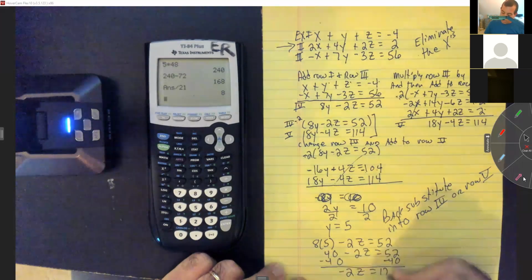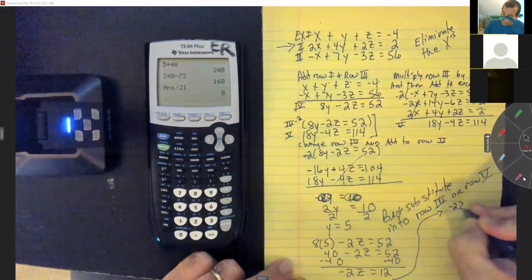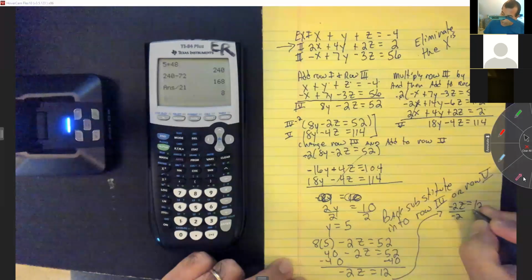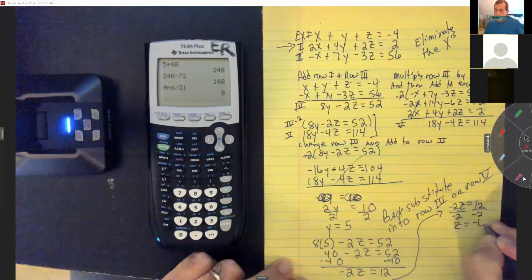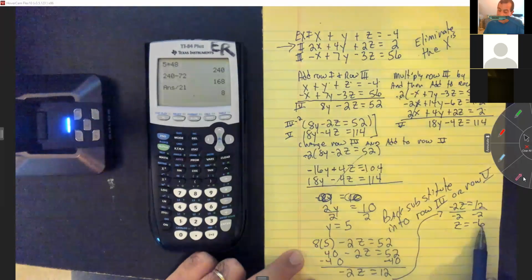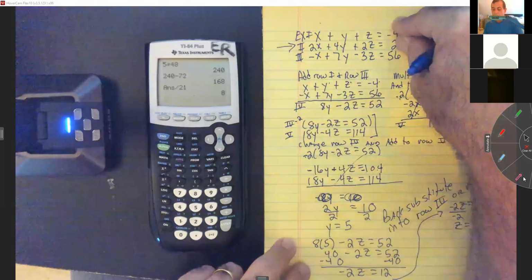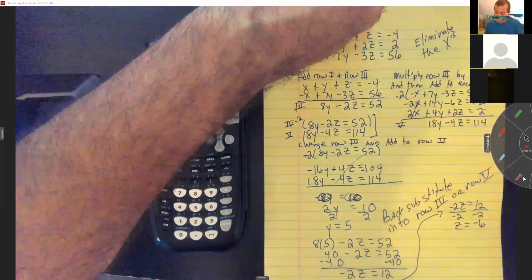All right, I'm bringing it up. Negative 2z equals 12. Divide by negative 2, and z is now a negative 6. So I know y is 5, z is negative 6. I take both those numbers and plug them back into one of the original 3 equations, because now that I've got 3 variables and I know 2 of them, I can get to the last one.